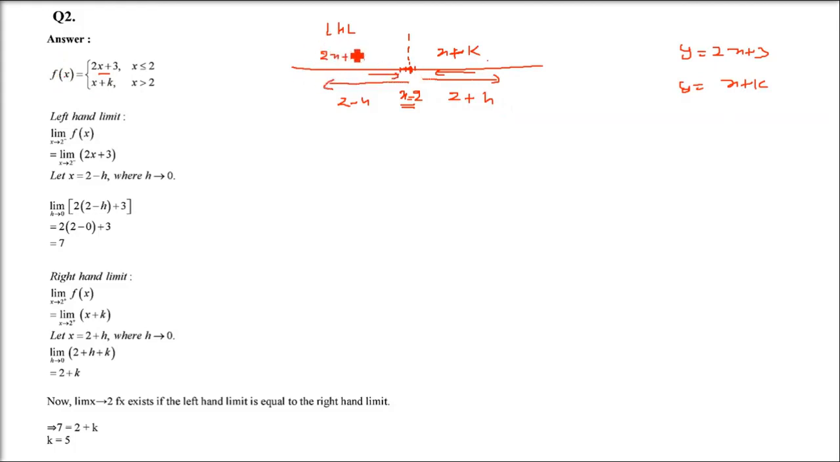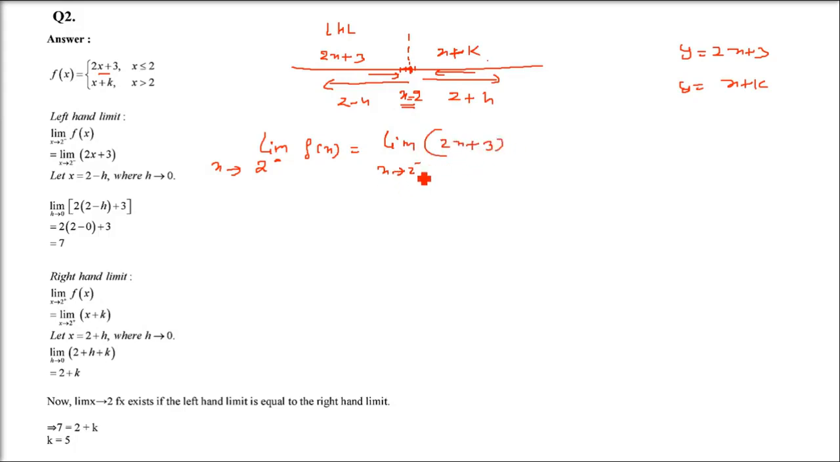So let us take the left hand limit and right hand limit, 2x plus 3 and x plus k. For the left hand limit, x tends to 2 minus, so we have 2 minus from the left hand side. So f(x) will be equal to the limit as x tends to 2 minus, and when we are talking about the left hand side, that is below 2 or equal to 2, it's 2x plus 3.